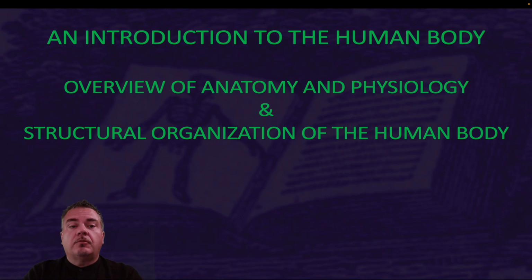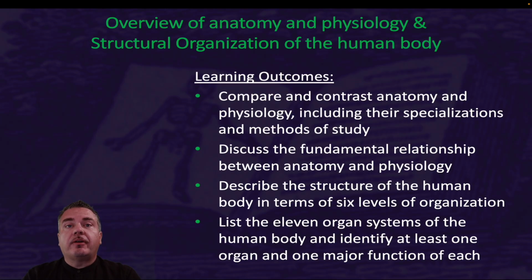In today's lecture, we're going to discuss an overview of anatomy and physiology and the structural organization of the human body. By the end of this video, you should be able to compare and contrast anatomy and physiology, including their specializations and methods of study. Discuss the fundamental relationship between anatomy and physiology, describe the structures of the human body in terms of the 6 levels of organization, and list the 11 organ systems of the human body and identify at least one organ and one major function of each.